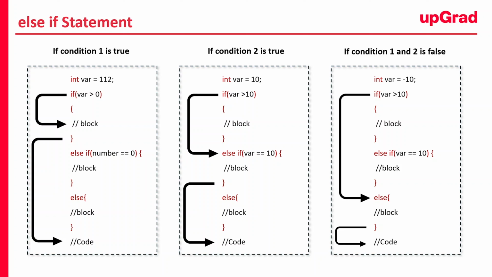So whatever code is inside the else block will be executed, and then it will go to the code after the else if statements. So yeah, this is how the else if statement works. I hope you guys understood this.